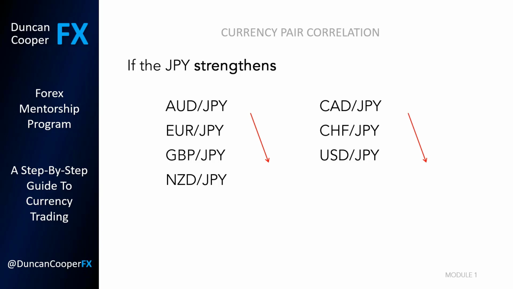So why is correlation important? For example, if I was thinking of buying the Aussie Japanese yen, I would like to see that all the pairs of the Japanese yen are rising so that I'm trading in line with the market correlation. This will give me a greater chance of success when I'm trading, because I'm trading in line with the dominant trend of the Japanese yen.